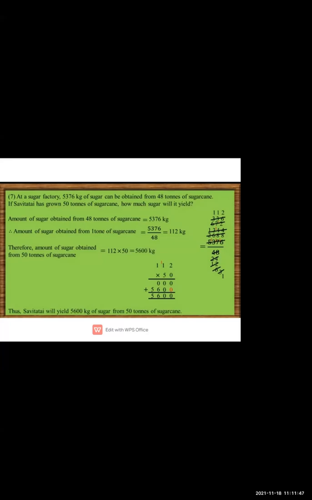So first we will write the given, that is amount of sugar obtained from 48 tons of sugar cane, that is 5376 kg. Now we will remove the 1 ton of sugar cane. The amount of sugar obtained from 1 ton of sugar cane is 5376 upon the total, that is 48.